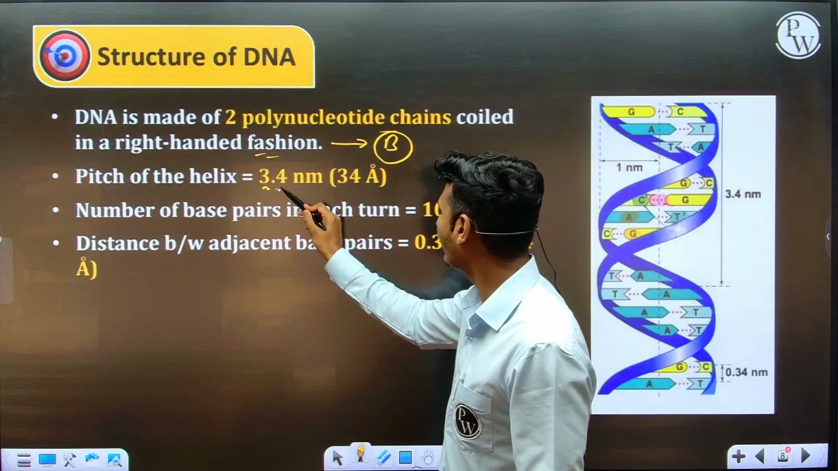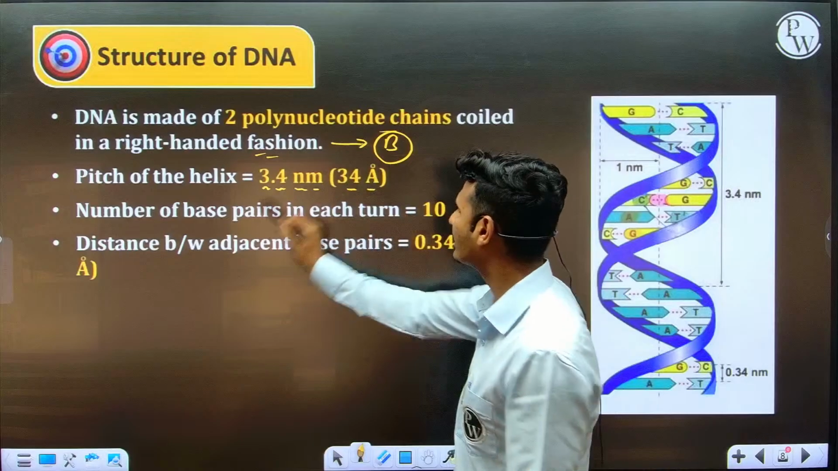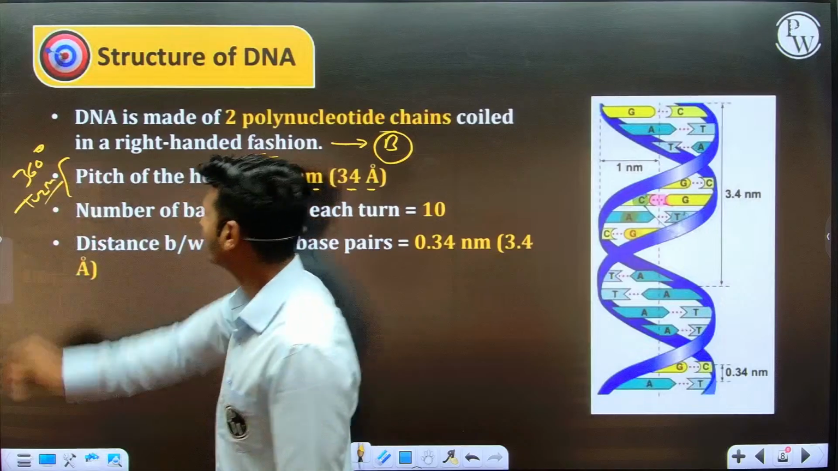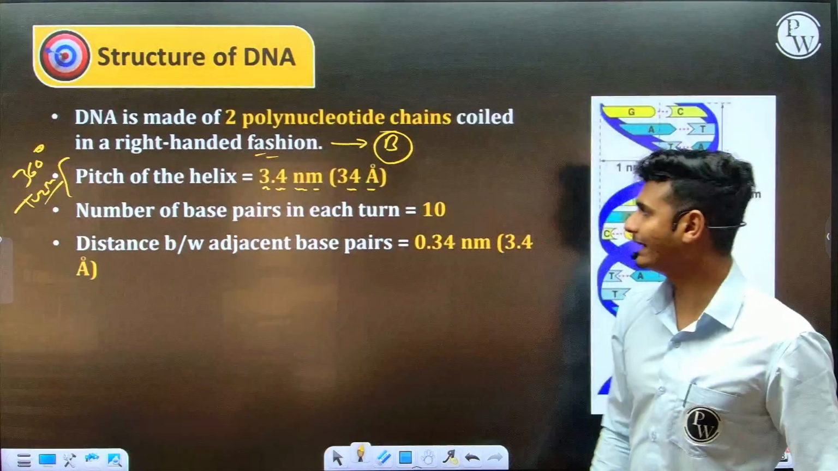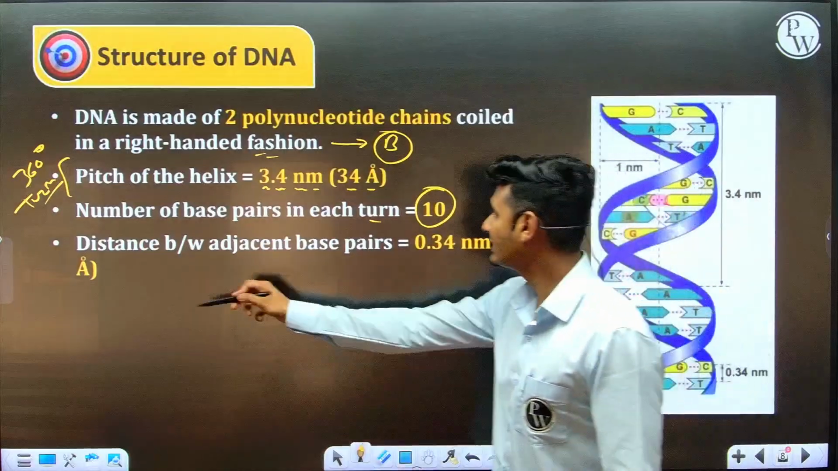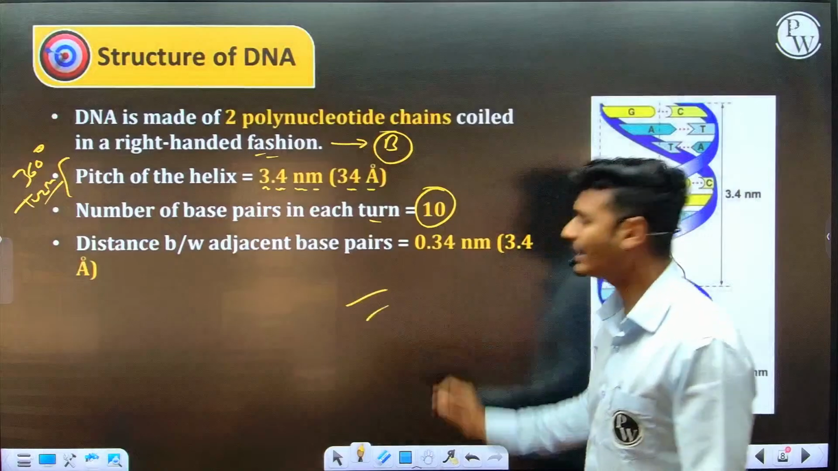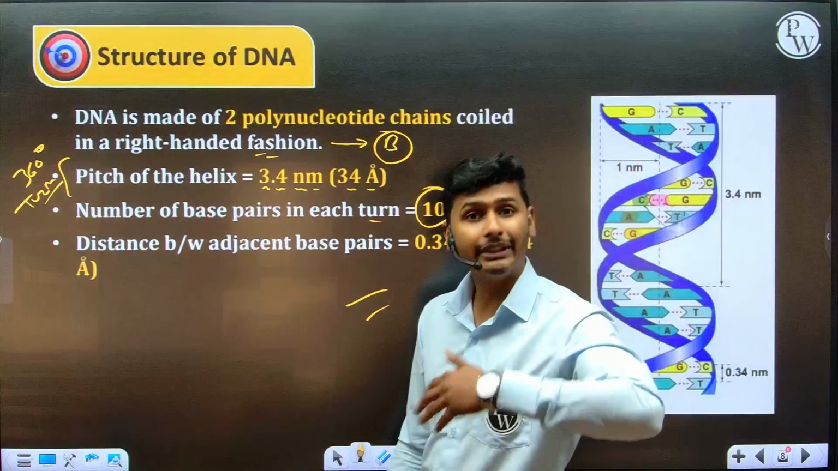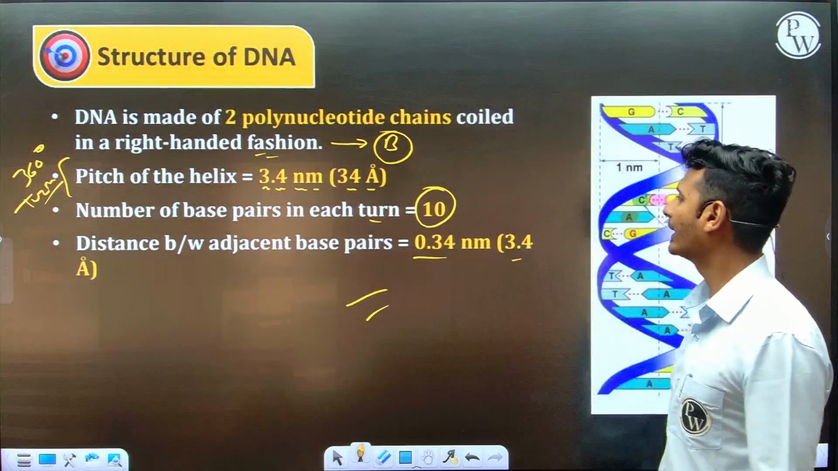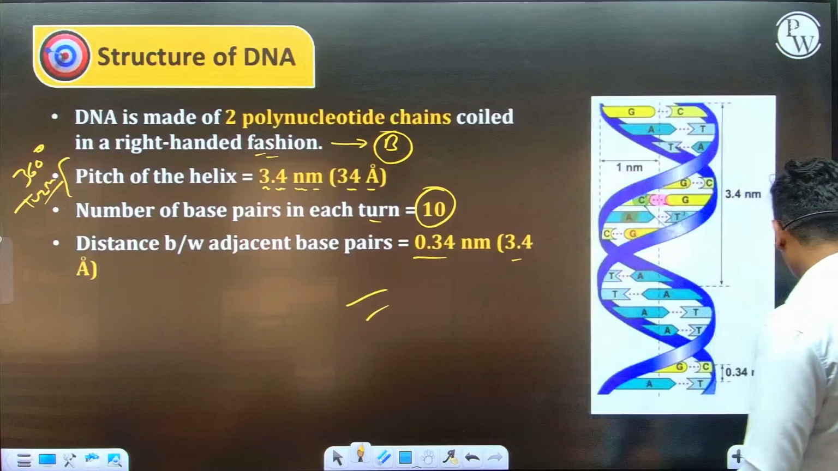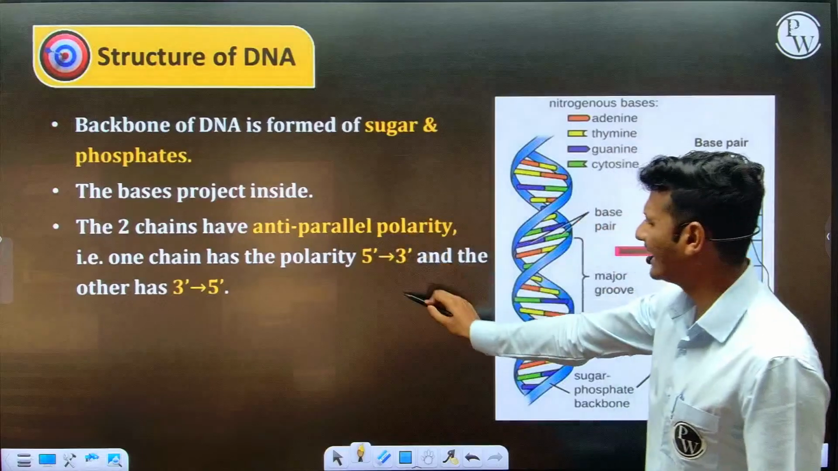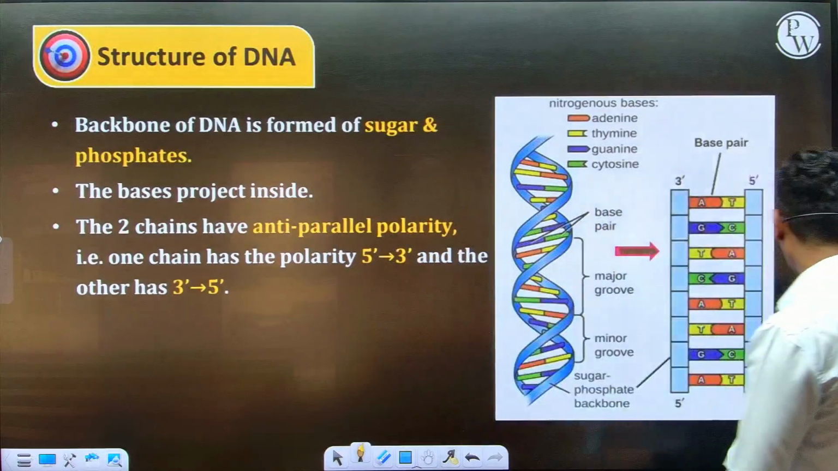Pitch of the helix is 3.4 nanometer or 34 angstrom. What is the pitch? This 360-degree turn. What does pitch mean? A 360-degree turn. Number of base pairs in each turn is 10. We already discussed. The distance between adjacent, meaning one after another, base pairs is 0.34 nanometer or 3.4 angstrom. I hope you understood this topic. Now the backbone is sugar and phosphate, running anti-parallel, 5 prime, 3 prime, we already discussed.